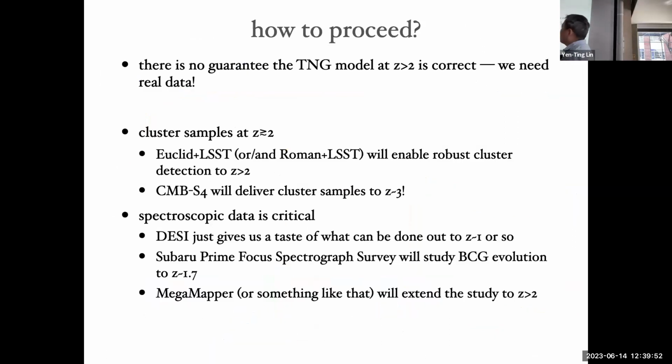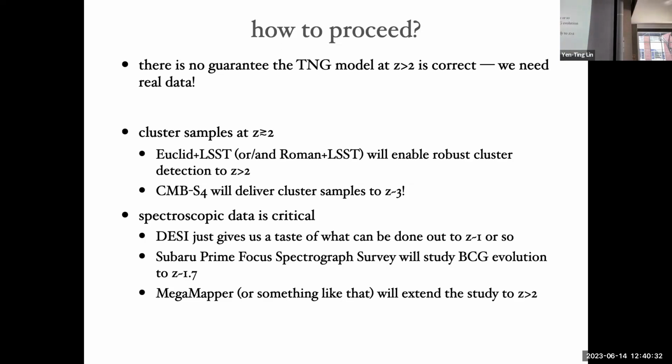So, although I have utmost respect for the TNG team, and I have many good friends in the team, I don't think there's any guarantee that the TNG model is correct beyond redshift 2. So we need real data for this kind of study. So then, how do we get cluster samples beyond redshift 2? Well, by combining Euclid and LSST, or later Roman plus LSST, we should be able to have a robust cluster sample beyond redshift 2, either using photo-zs or red sequence.